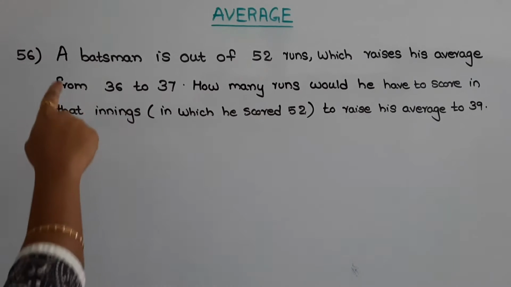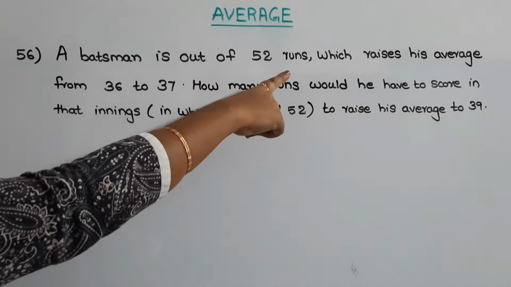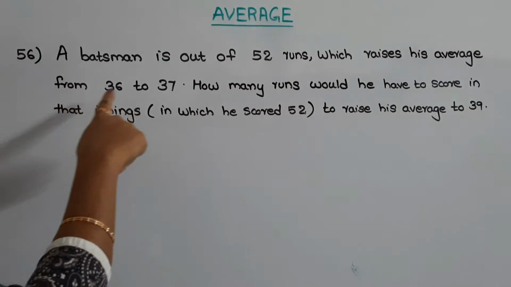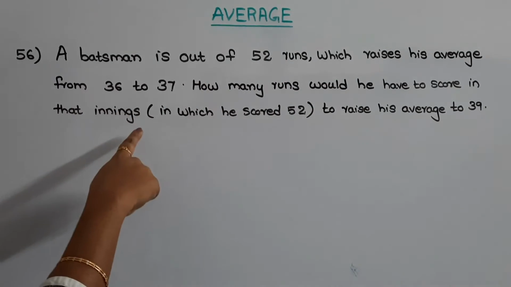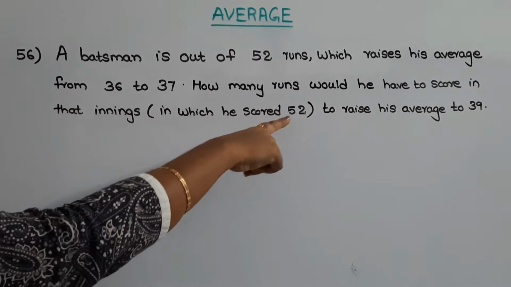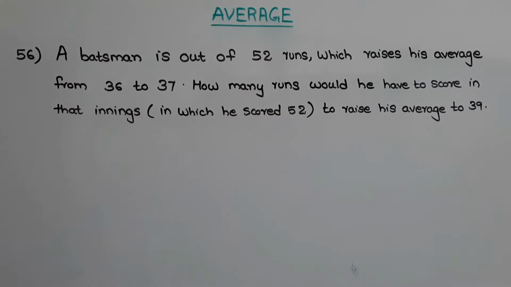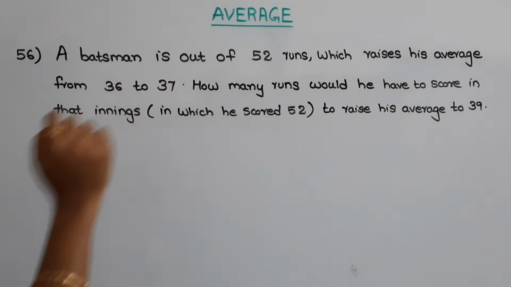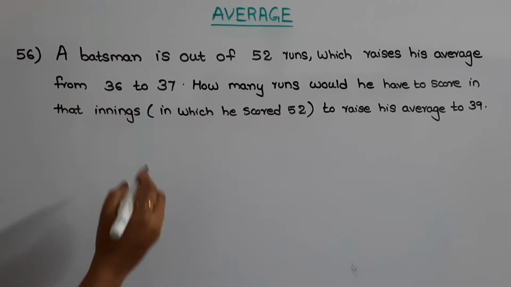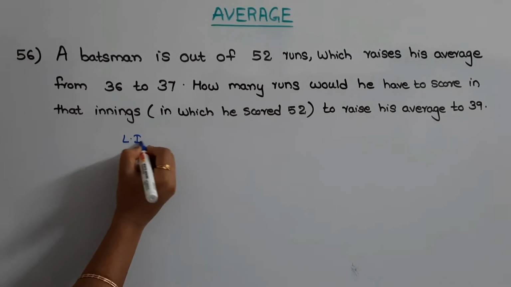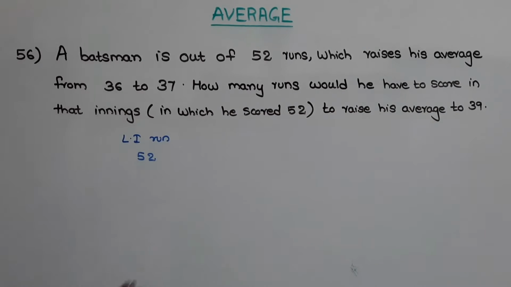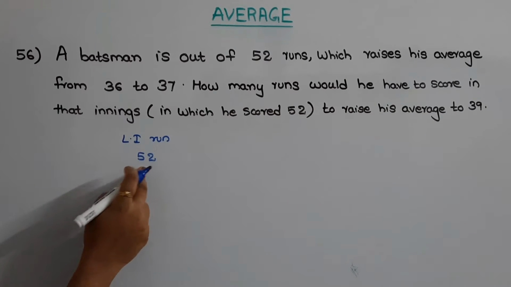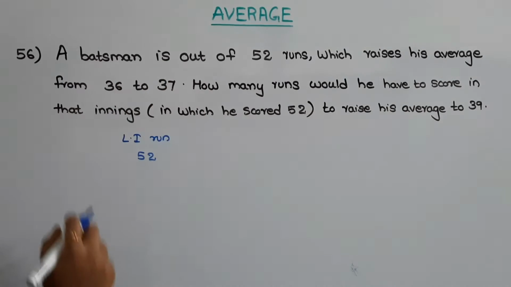56th question is, a batsman is out of 52 runs, which raises his average from 36 to 37. How many runs would he have to score in that innings in which he scored 52 to raise his average to 39? So in this question they are telling that a batsman had scored 52 runs in the last innings. Okay. So the runs scored by the batsman in the last innings is 52 runs. Okay. Because of which his average had increased from 36 to 37.